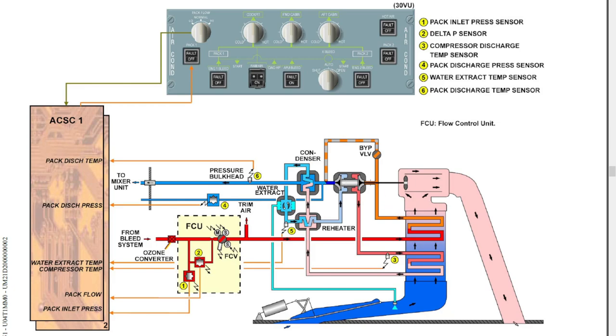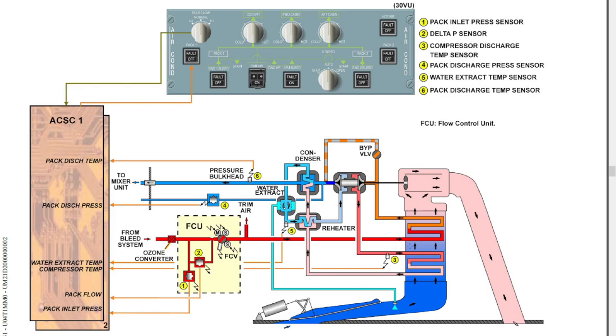We'll discuss the main airflow through the components first, then we'll discuss the bypass valve. So air came here and it goes through the compressor. When it passes through the compressor, the pressure and the temperature increase. After the compressor it comes here, and again it goes to a heat exchanger. The airflow which comes after the compressor goes through the heat exchanger.